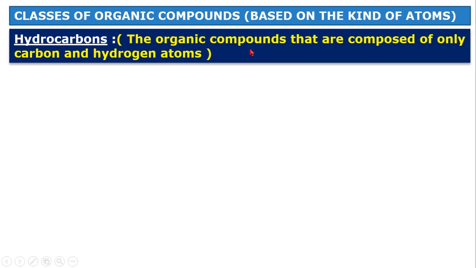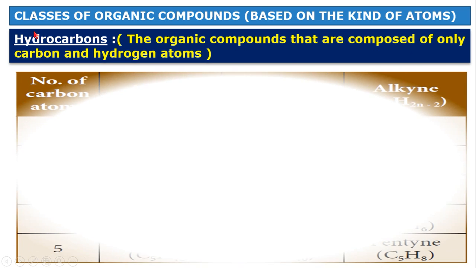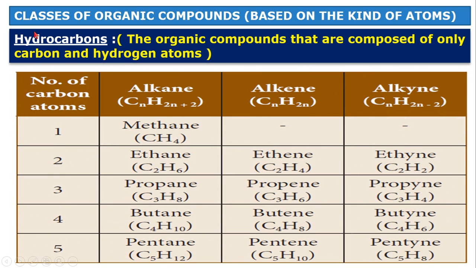Then, classes of organic compounds based on the kind of atoms. Hydrocarbons. The organic compounds that are composed of only carbon and hydrogen are called hydrocarbons. The hydrocarbons are classified into three classes: alkane, alkene, alkyne. Alkane contains a single bond. Alkene contains a double bond. Alkyne contains a triple bond.